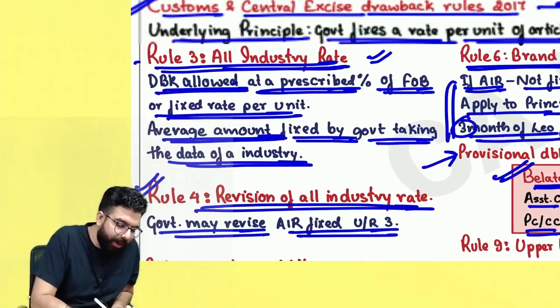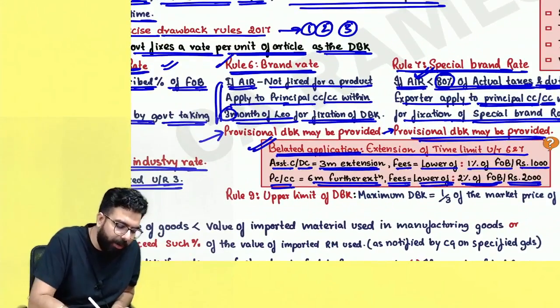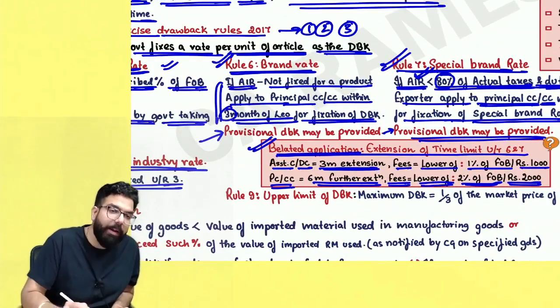Rule number 3 went ahead and told about all industry rate. Rule number 4 went ahead and told about revision of all industry rate. Rule number 6 went ahead and told about brand rate. Rule number 7, special brand rate.